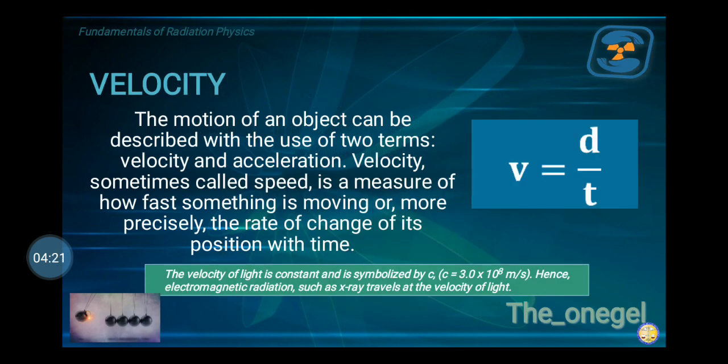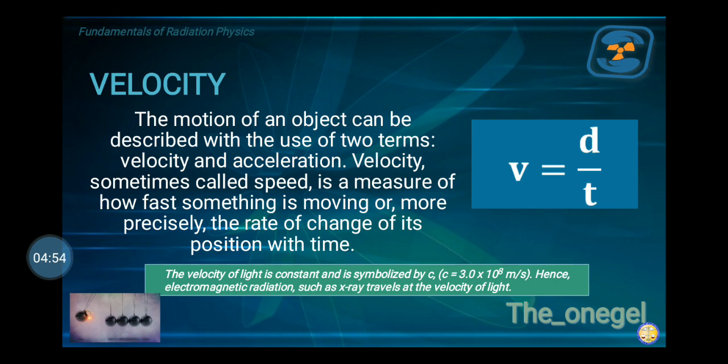For the discussion of mechanics, of course, we will be talking about different variables here: acceleration, velocity, motion, weight, momentum, work, power, and energy, and so on and so forth. And I know this is just a review from your previous classes. When we say velocity, it says here that the motion of objects can be described with the use of two terms, velocity and acceleration.